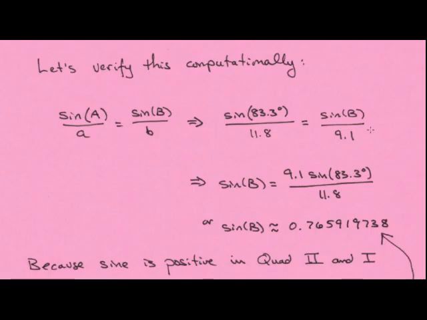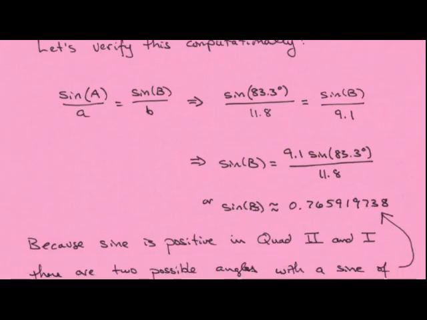Now if we solve for the sine of B, the sine of B should be 9.1 times the sine of 83.3 divided by 11.8. If we plug those values into the calculator, we get that the sine of B is approximately 0.7659193738.